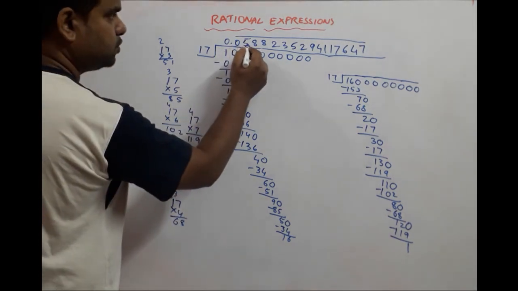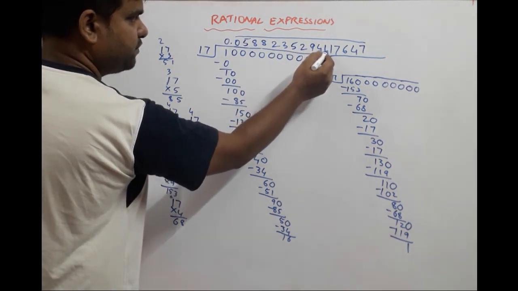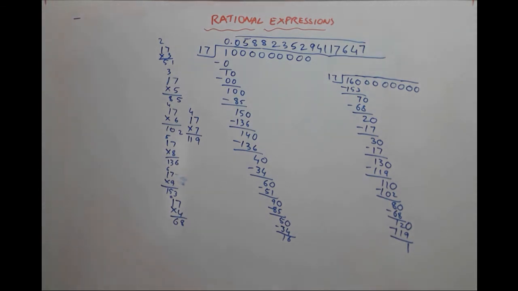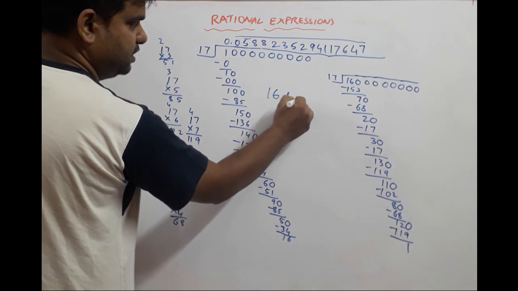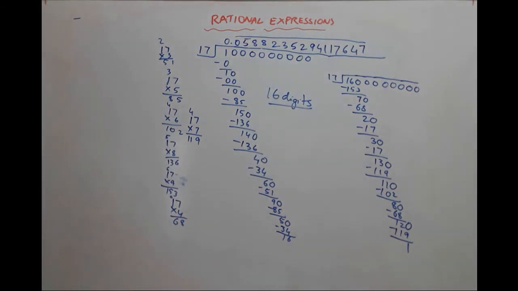That is 1, 2, 3, 4, 5, 6, 7, 8, 9, 10, 11, 12, 13, 14, 15, 16. How many digits did we get? We got 16 digits. So in the question we were asked to perform the division to check the maximum number of digits that can be in the repeating block. Okay, and we found how many it is? 16 digits. So we have performed the long division.